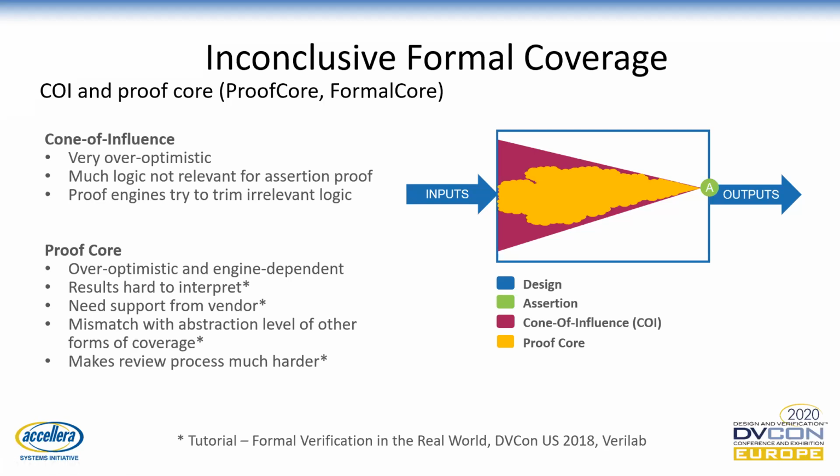Even if signals are in the cone of influence, much of the logic is not relevant for the assertion proof which gets proven. Also, the proof engines try to trim irrelevant logic. On the other side, we have a proof core, and proof core is also over-optimistic, and it's engine dependent. The results are hard to interpret, need support from the vendor, mismatch with the abstraction level of other forms of coverage, and the review becomes a tedious process.